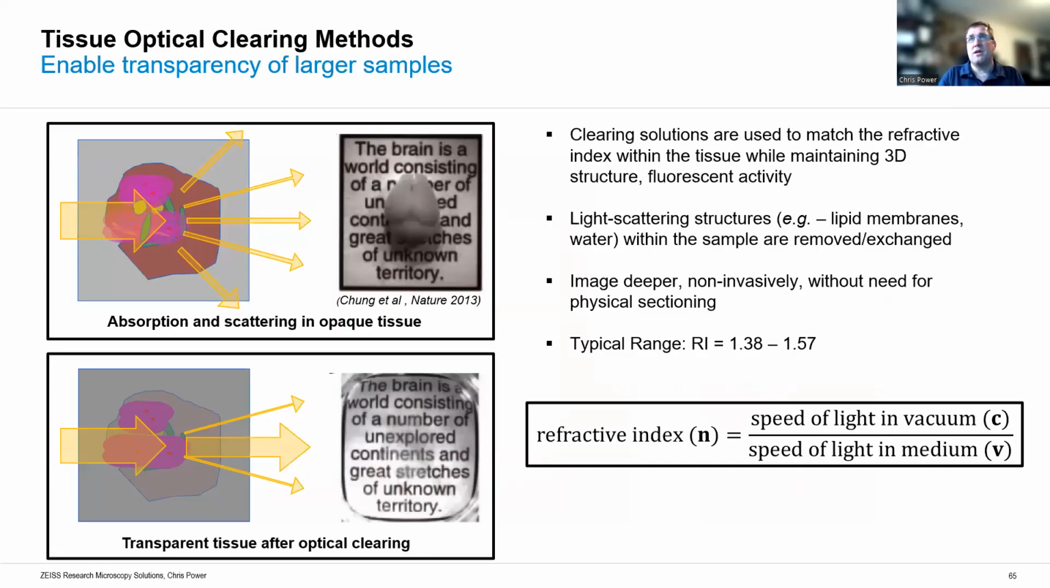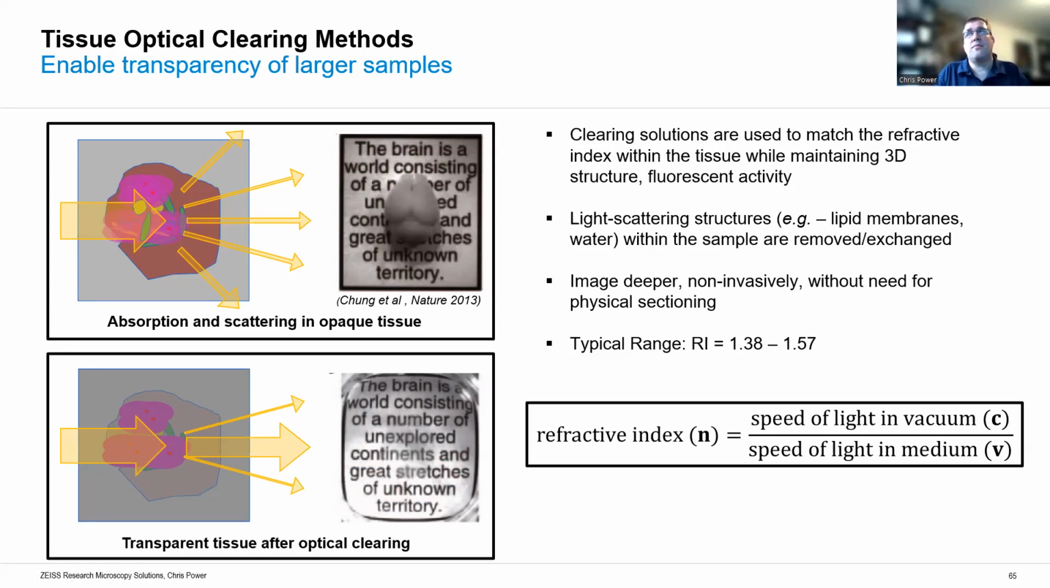Clearing will be covered more in the next talk, so I'm not going to go into massive detail, but basically you're trying to get your tissue to be more transparent, and there are a number of ways in which you can do that. Here on the left, you see a brain before and after the clearing approach, and after the clearing approach, we can read the text underneath.